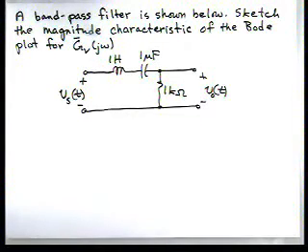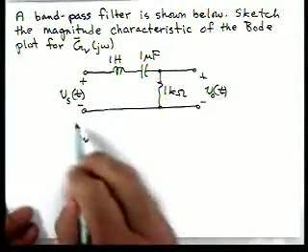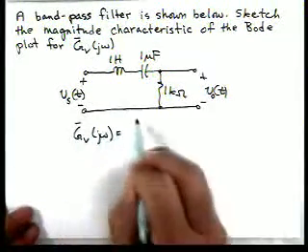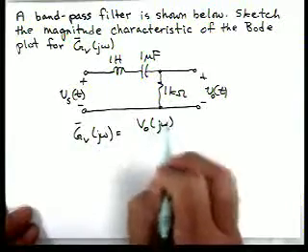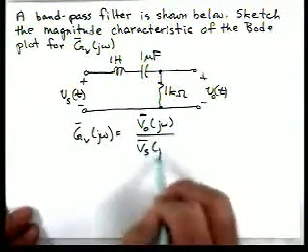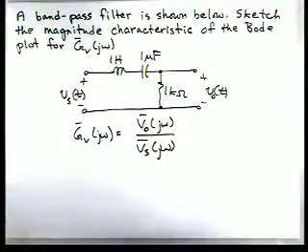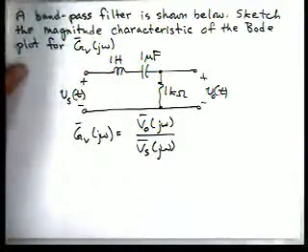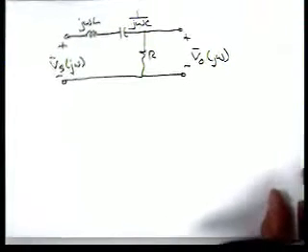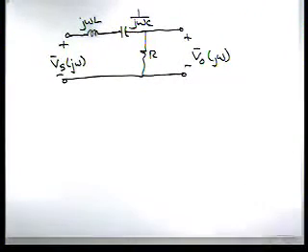In this problem, we're given a bandpass filter, and we have to sketch the magnitude characteristic of the Bode plot for G_V of jω. G_V of jω would be V_0(jω) over V_s(jω). If we look at our circuit in the frequency domain, I've just got it written in terms of L, C, and R. In the text, we've got the transfer function derived.